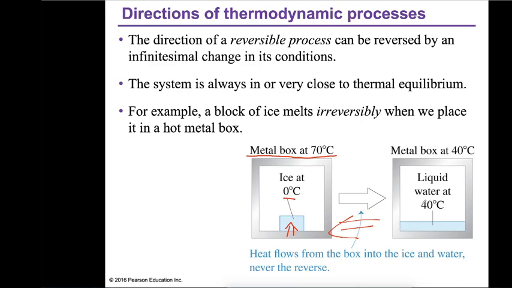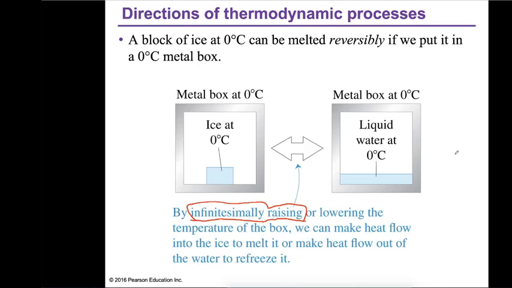For example, the heat never flows from the water to the box automatically, which would make the 40-degree water into 0-degree ice and make the metal box go from 40 degrees to 70 degrees. So heat doesn't flow from low temperature to high temperature. That's the difference between reversible and irreversible processes.